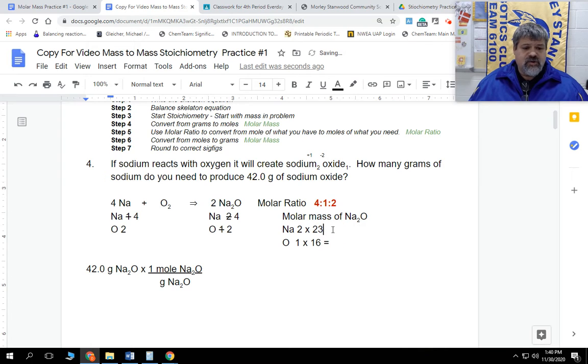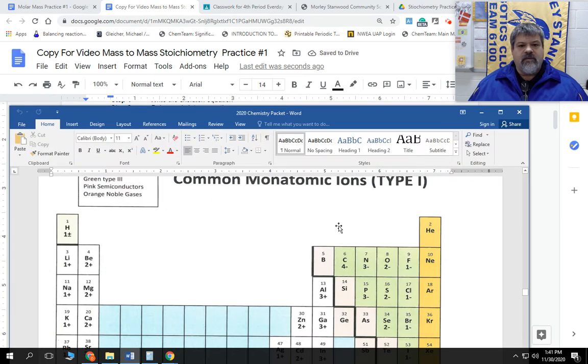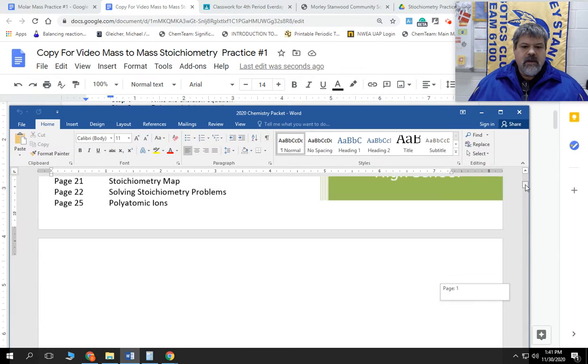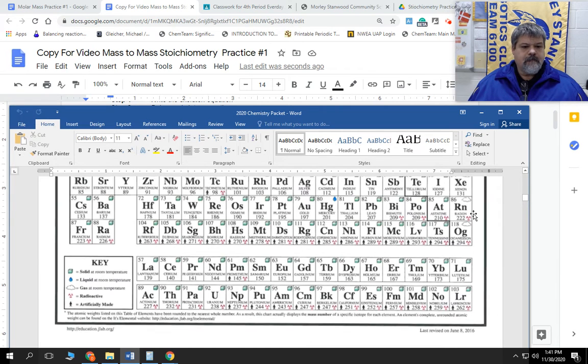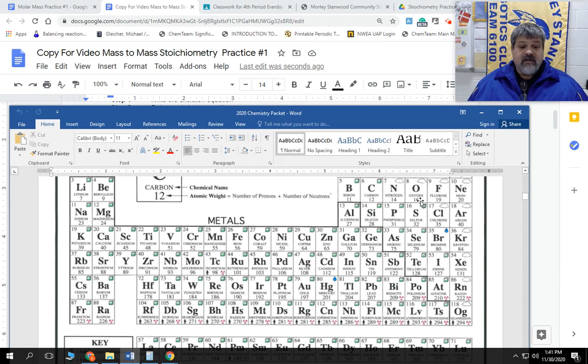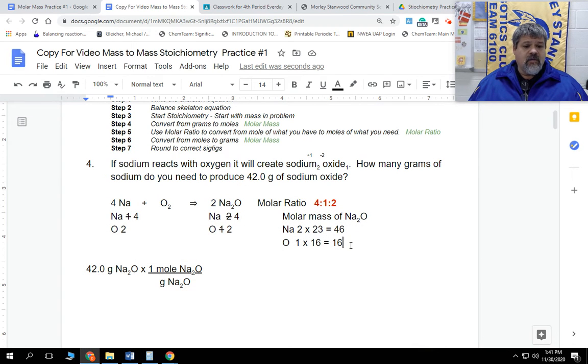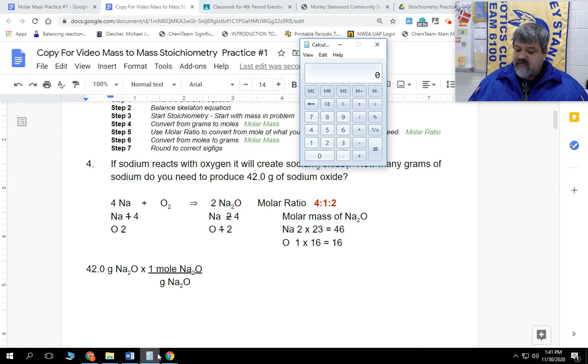Now, again, this is how we show our work. So this should be 46, and this should be 16. Before I go ahead and do that, we're going to look at the periodic table. So let's go back to the periodic table, pull that up, scroll back up to our periodic table. And so we have our periodic table right here. There we go. Oxygen is 16. Sodium is 23. So we are good on that one. So let's go ahead and go back to this. And so now, in order to do the molar mass, we just add these two together. So let's get out the calculator. And we're going to take 46 plus 16 equals 62.